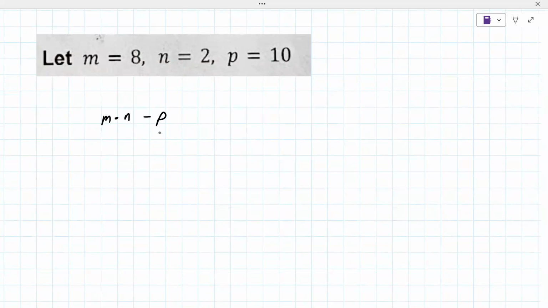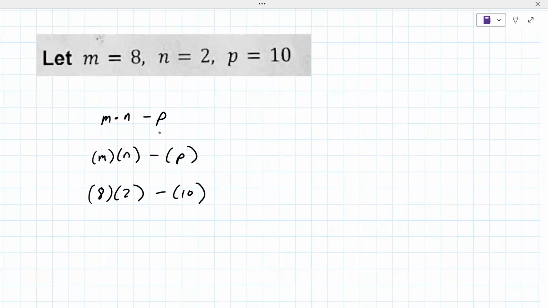And what this means is you're first going to substitute in for all the letters. You're going to substitute for m, n, and p. And notice I have it in parentheses here. So this is 8 times 2 minus 10. Could you simplify that for us, please?